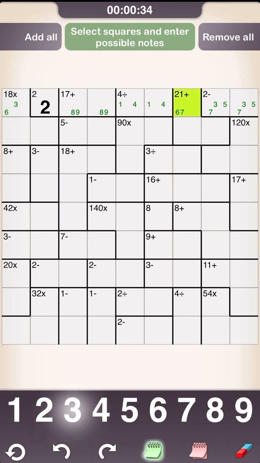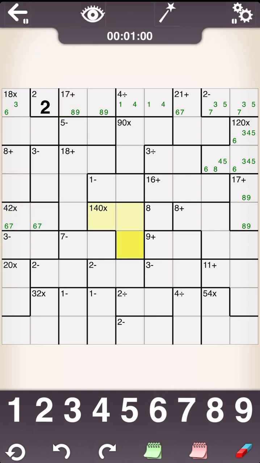Obviously there's no 7 there, and we can't have 3 there. What else can we write here? Got an 8, 9 here. If that's 8, 9, then we can only have 3, 4, 5, 6. And we can't have 3 there, so that's 4, 5, 6, 8.